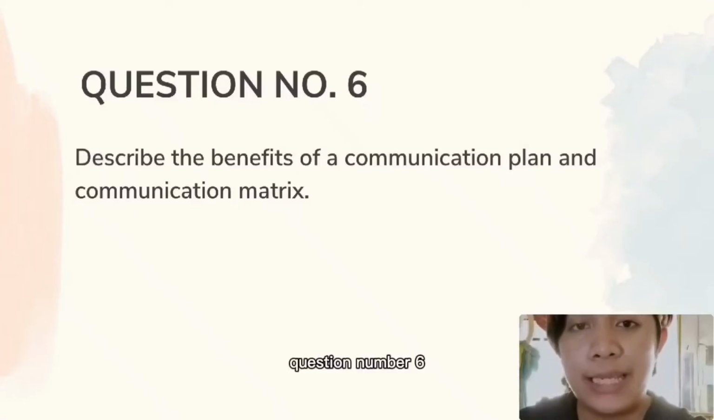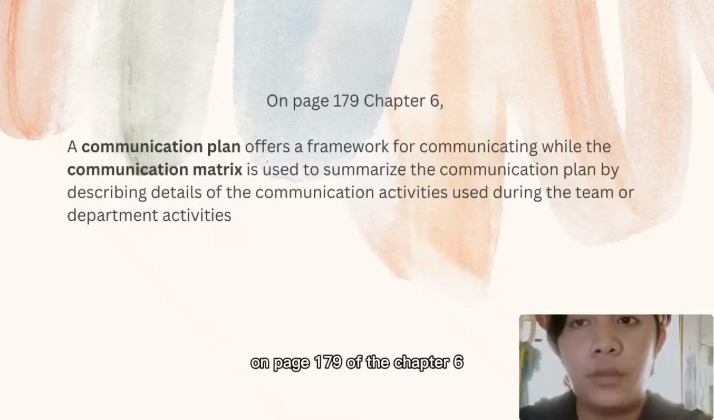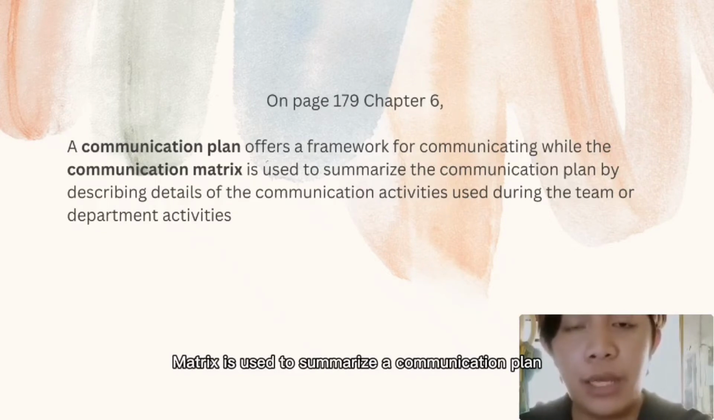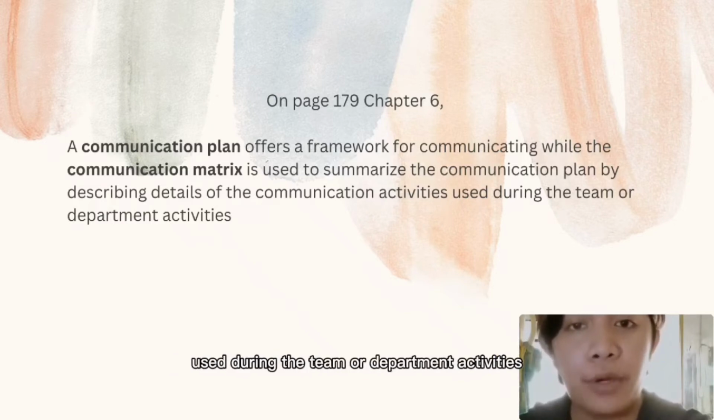Question number 6. Describe the benefits of a communication plan and a communication matrix. On page 179 of chapter 6, a communication plan offers a framework for communicating, while the communication matrix is used to summarize the communication plan by describing details of the communication activities used during the team or department activities.